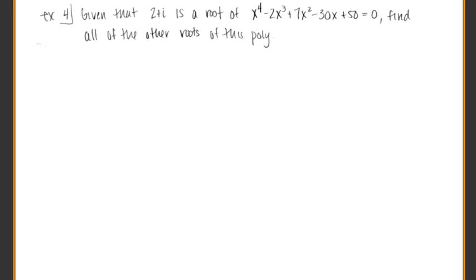Okay, and in this example, we know that 2 plus i is a root of this fourth degree polynomial, so we want to find all the other roots of this polynomial. And just like what we've been talking about, if we're given a root that's imaginary, then we also know that it has to travel in a pair. And so since you know that 2 plus i is a root, then we also know that 2 minus i is a root. Okay, but that's as far as that.